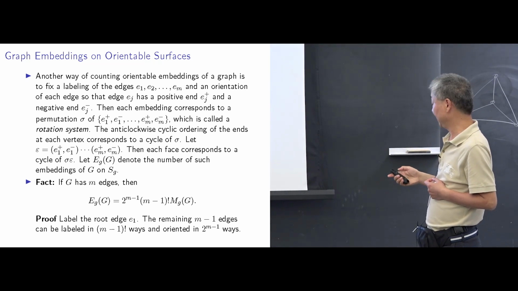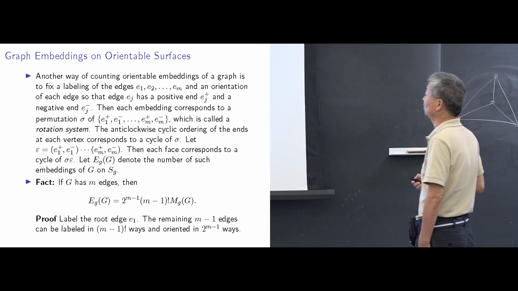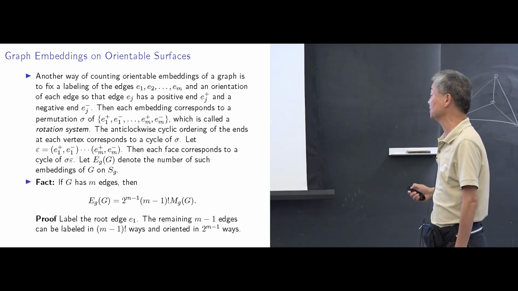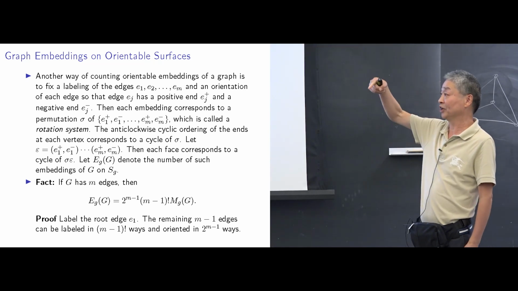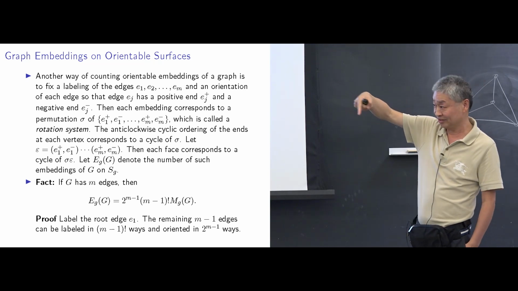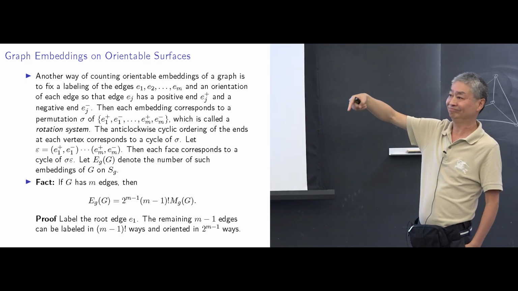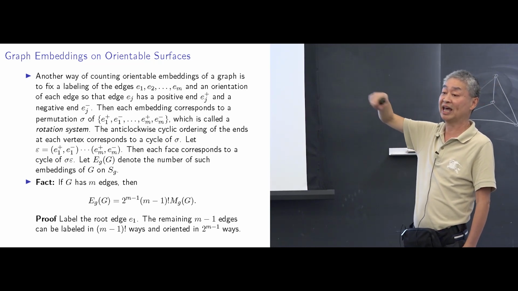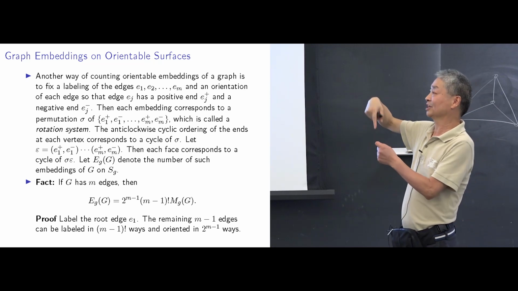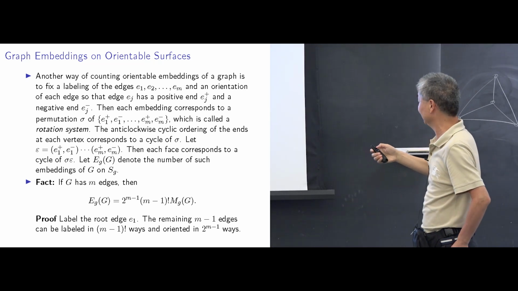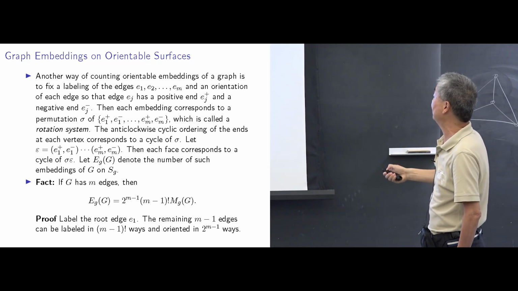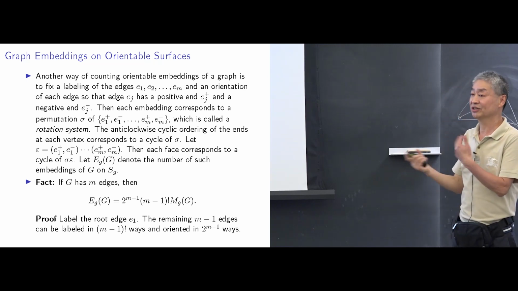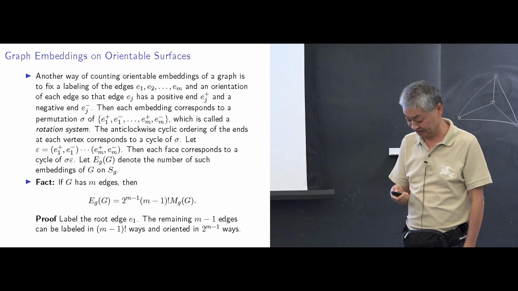And then there is a combinatorial way of describing the embedding on the orientable surface. It's the so-called rotation system. At each vertex, you just go around the edge ends in a positive direction, say counterclockwise. That gives you a cyclic permutation of those ends. You look at all those cyclic permutations, and it gives you a permutation of all the 2m ends, E1 plus, E1 minus, and so on. It turns out to be an equivalent way of describing the embedding.